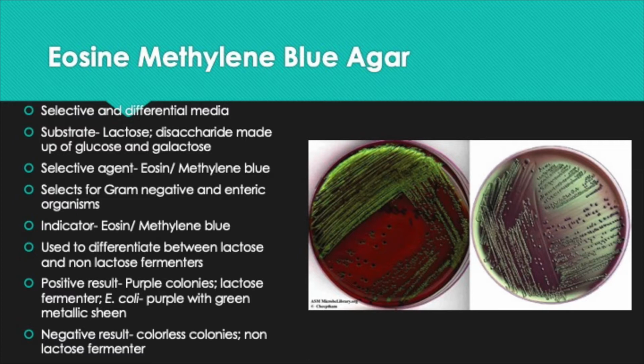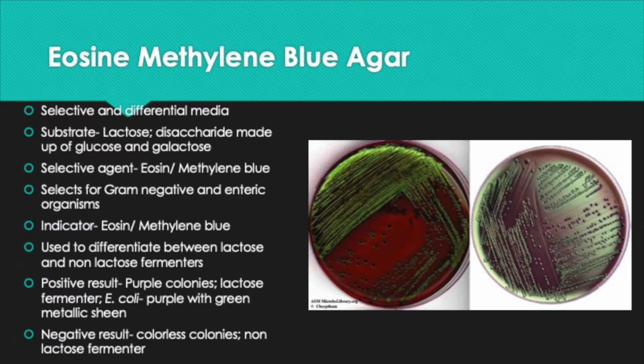And the dyes here, eosin and methylene blue, are what prevents the growth of gram-positives. Now, just like the MacConkey, we're looking for fermenters. The indicator in eosin methylene blue is eosin methylene blue. So the selective agent and the indicator are the same in this media. So if you get growth, number one, that's a gram-negative organism.